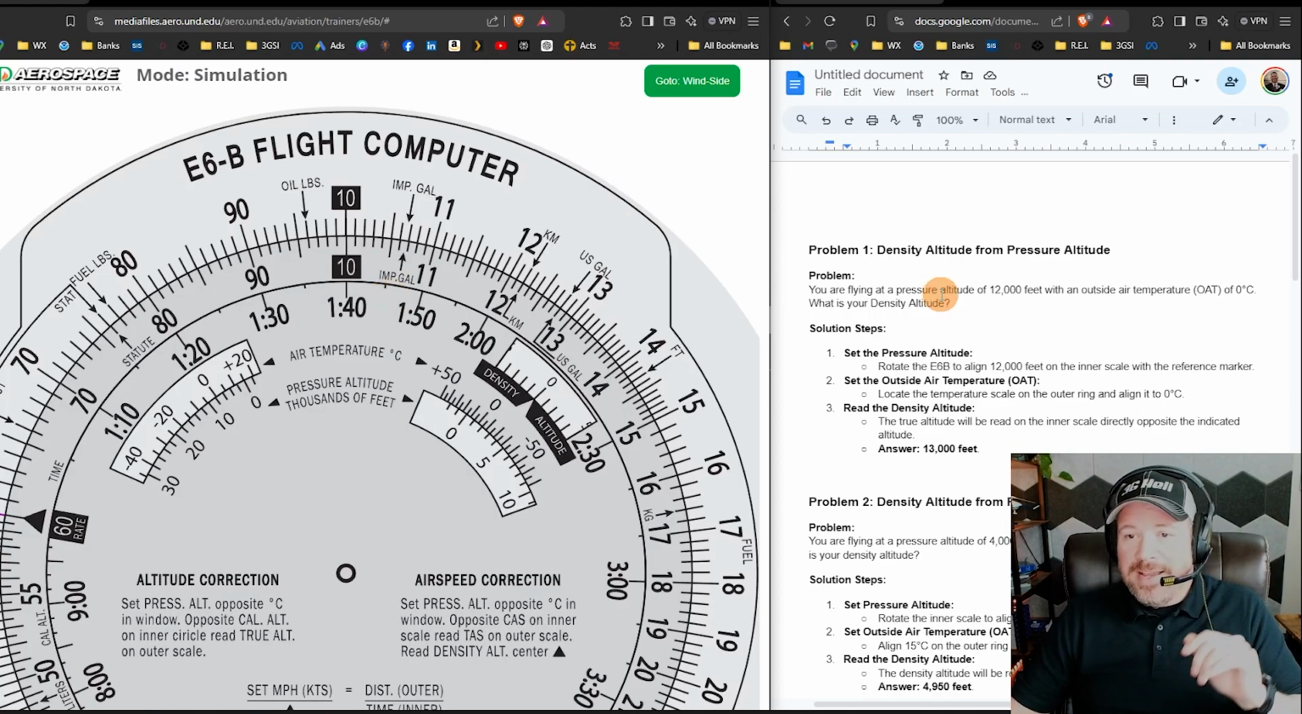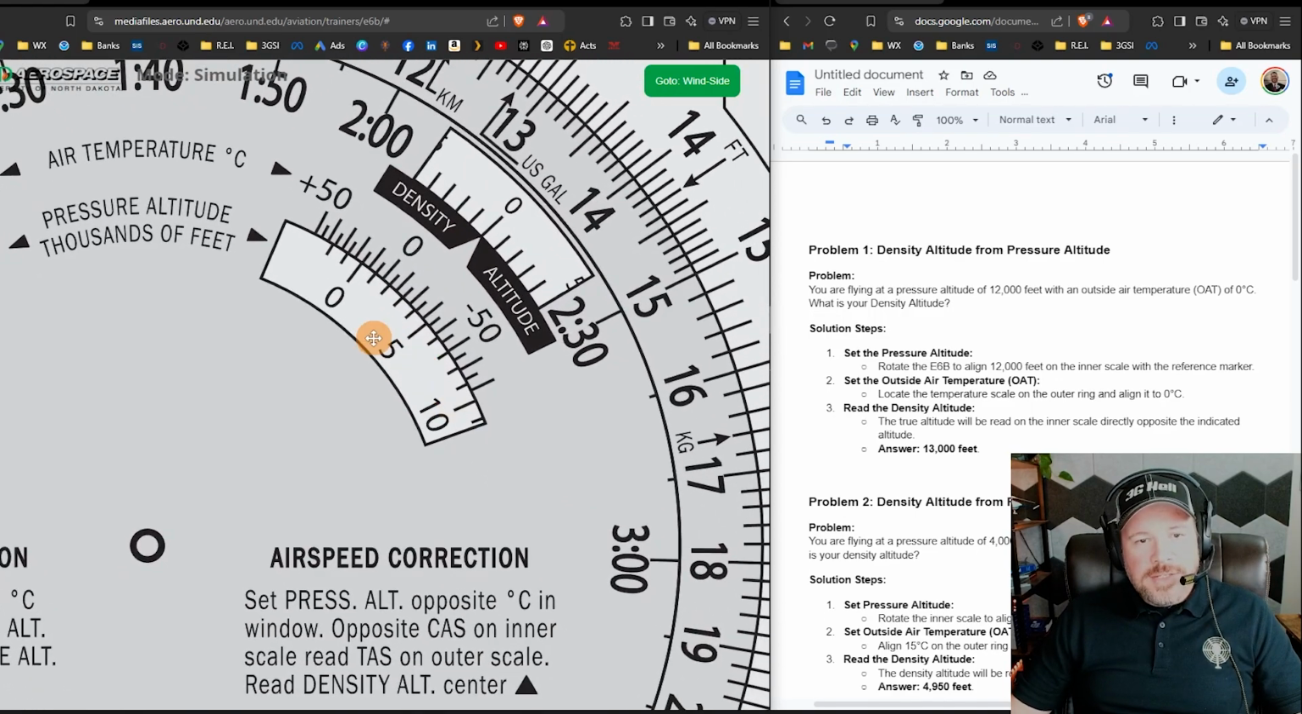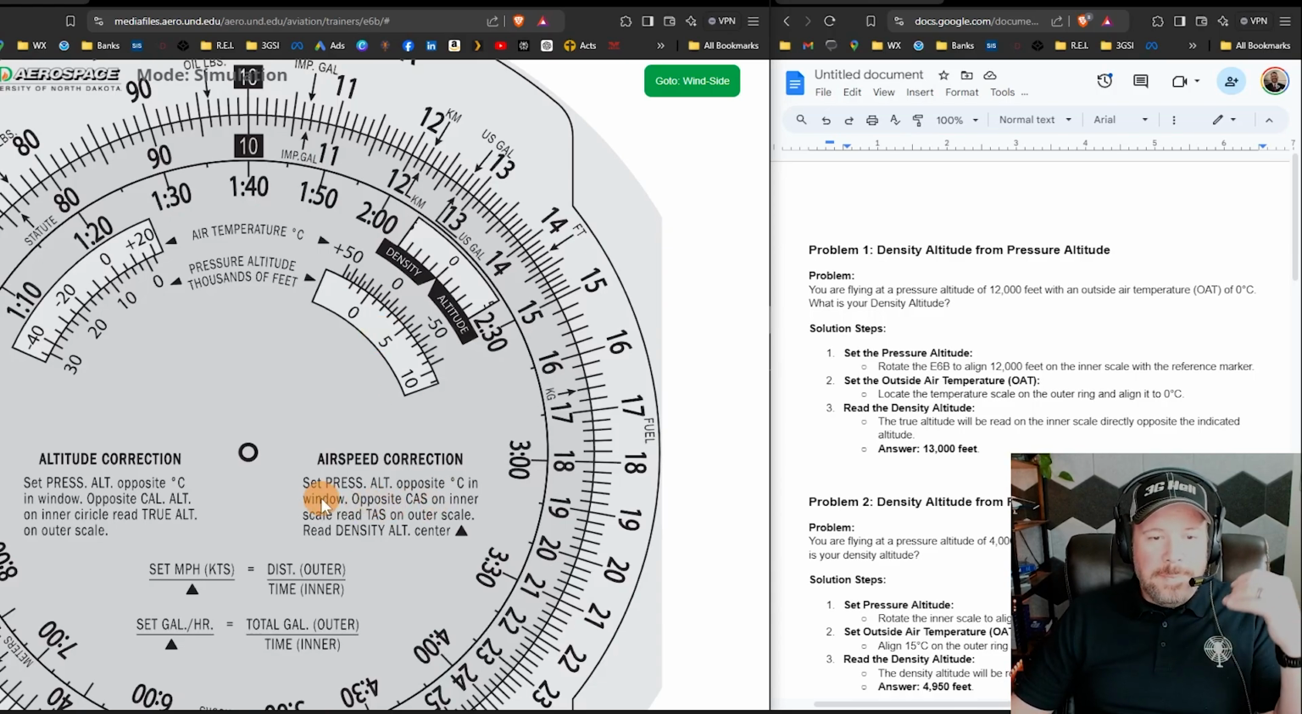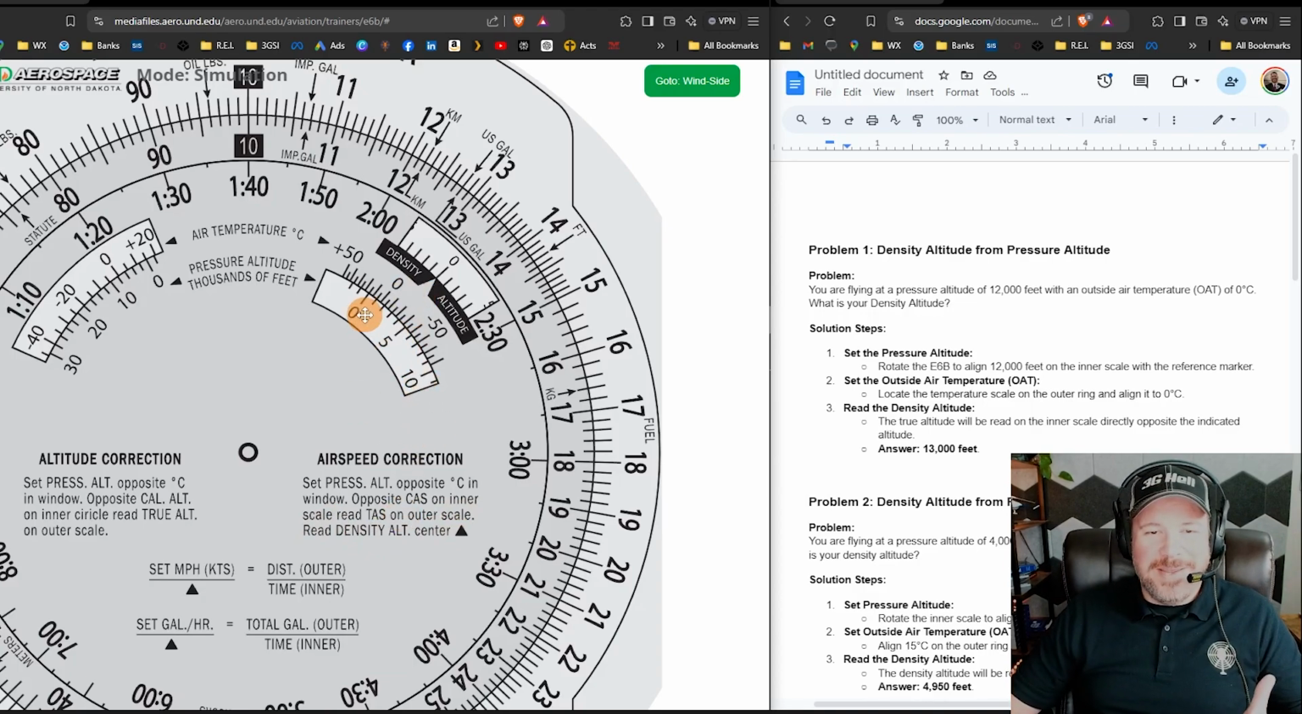Here's the problem. You're flying at a pressure altitude of 12,000 feet with an outside air temperature of 0 degrees Celsius. What is your density altitude? For these calculations, we're going to be focusing on basically these two windows. I'll zoom in a little bit. So, pressure altitude in thousands of feet. Before we get started, set pressure altitude opposite the temperature or outside air temperature in the window, and then opposite calibrated airspeed on the inner scale, read the true airspeed on the outer scale, or read density altitude at the center mark. There are directions on the E6B if you forget this.